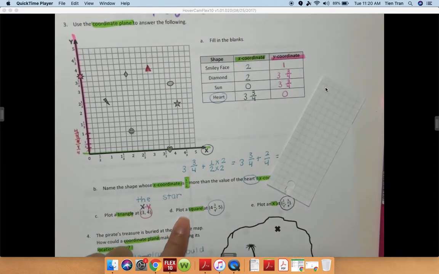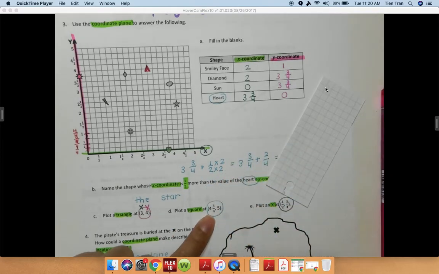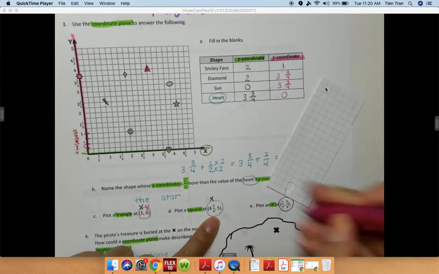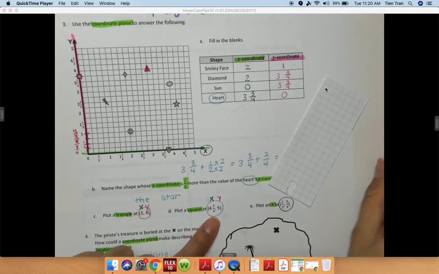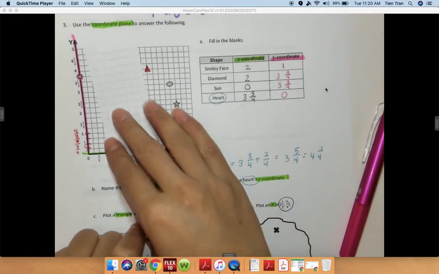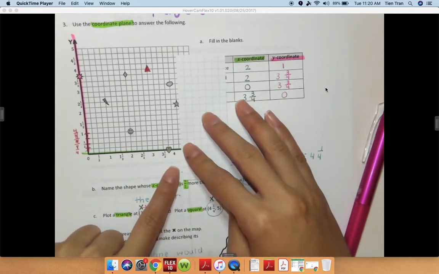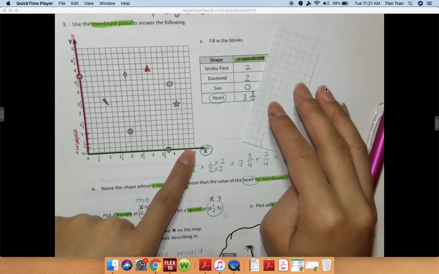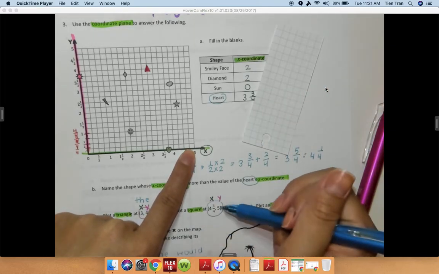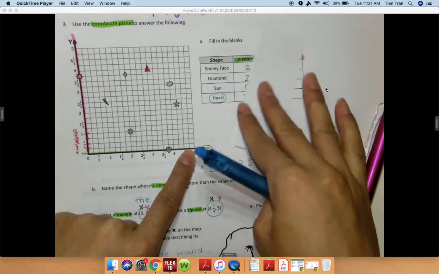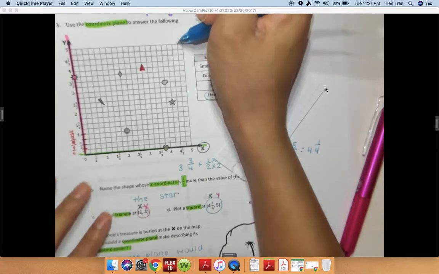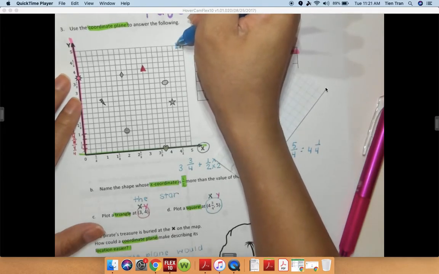Now the next one asks you to plot a square. It says 4 3/4 is my x-coordinate, and my y-coordinate is 5. So that means from left to right, I'm going to move 4 3/4. I have 4 right here, and then 3/4 is right here. So this is where 4 3/4 is. Now I need to move up 5 times, so I'm going to move all the way up to the number 5, which is all the way at the end right here. And they want me to draw a square. So I'm drawing my square.